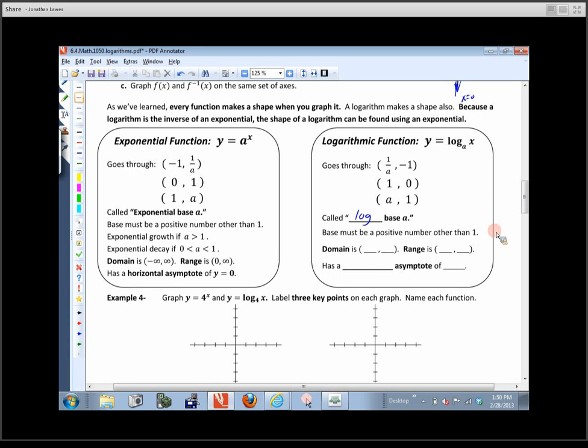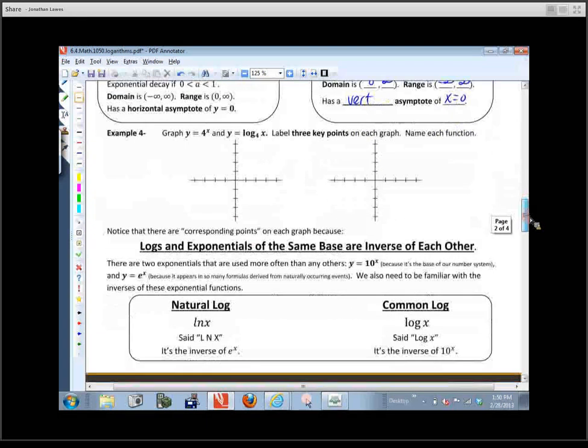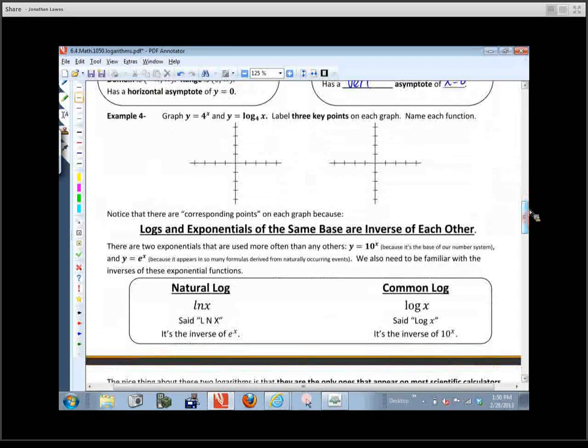The domain. Let's figure out the domain now. If these truly are inverses, what should the domain be? It should be what the range was for the exponential, so that's going to be 0 to infinity. And the range is going to be the old domain, so that's going to be negative infinity to infinity. And it has a vertical asymptote of x equals 0 instead of a horizontal asymptote of y equals 0. Any questions there? Make sense?